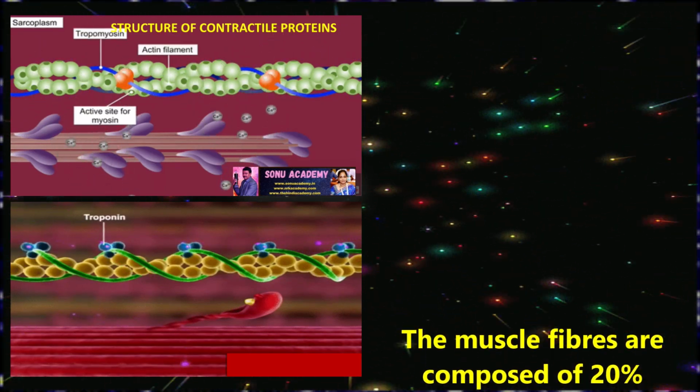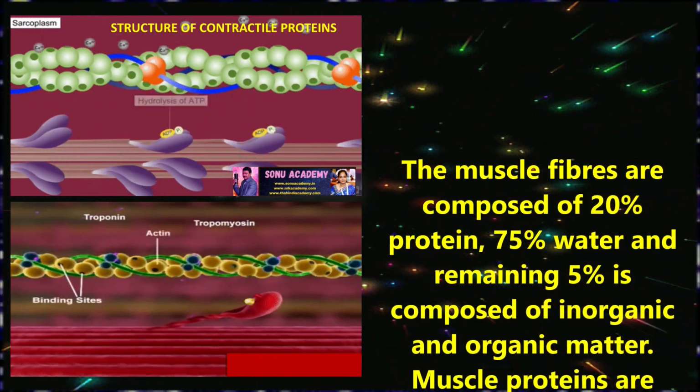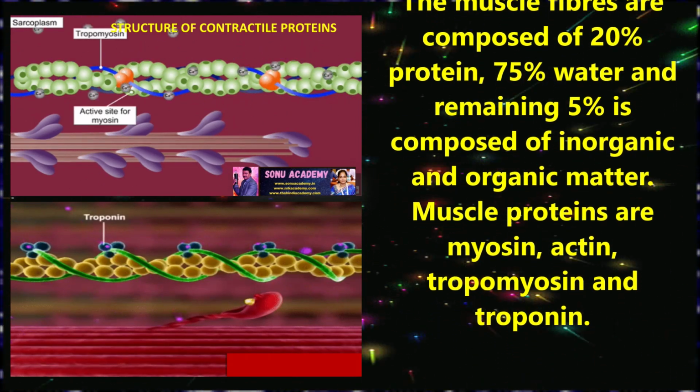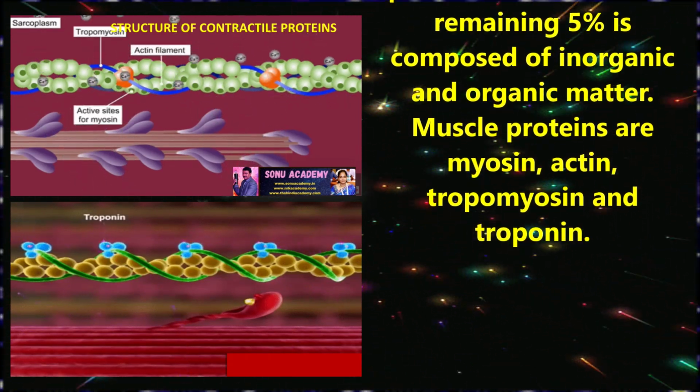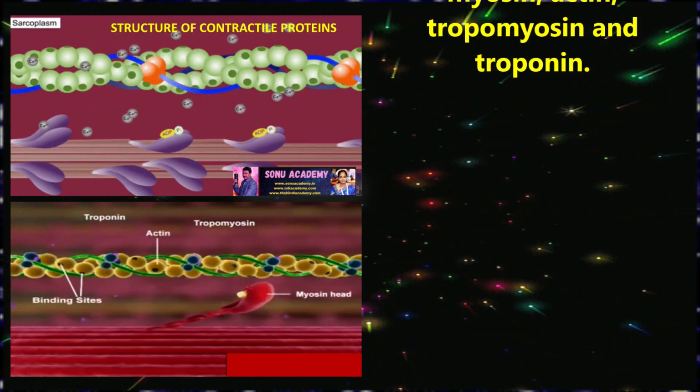Children, let us discuss the structure of contractile protein. The muscle fibers are composed of 20% protein, 75% water, and the remaining 5% is composed of inorganic and organic matter. Muscle proteins are myosin, actin, tropomyosin, and troponin.